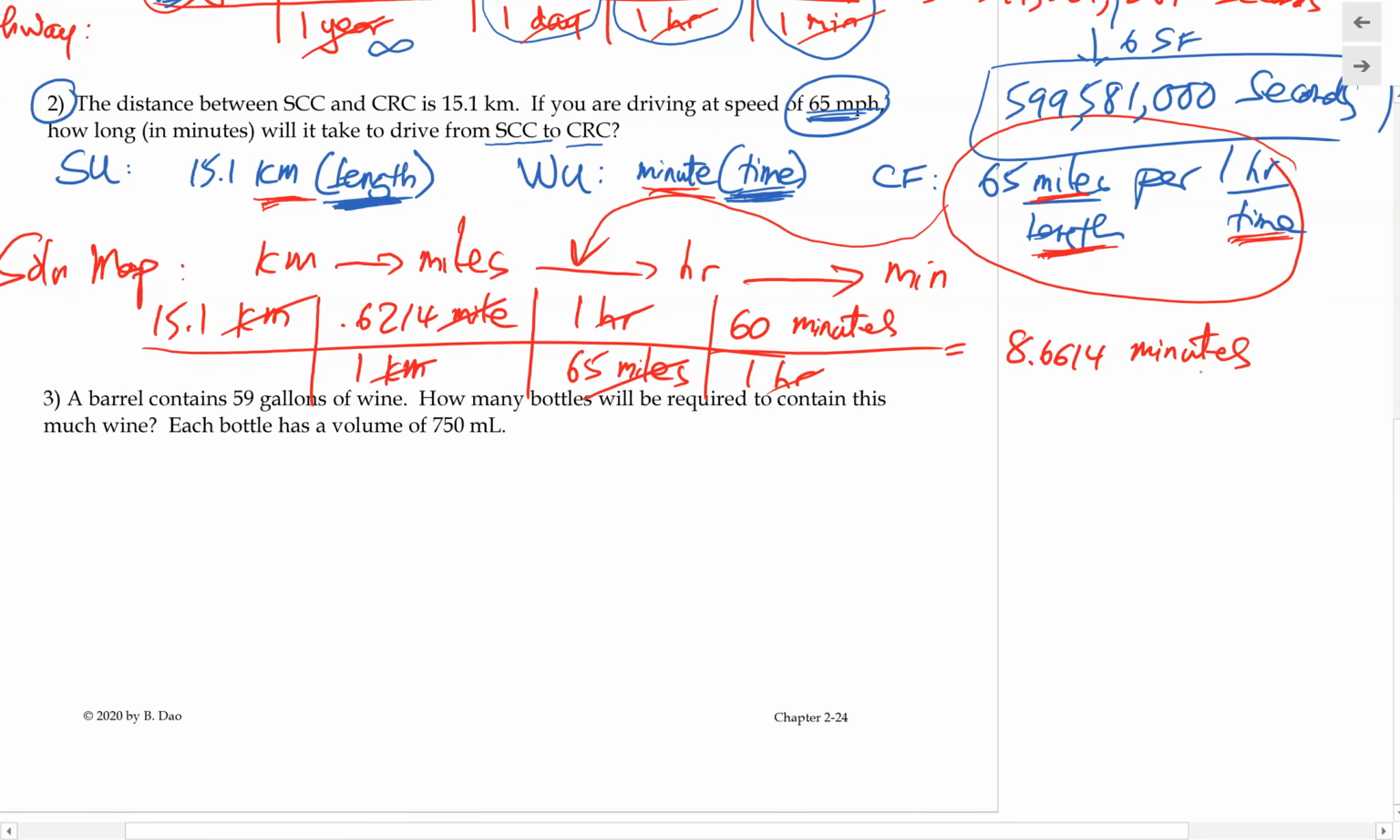So this is the calculator unrounded answer. Now we have to round the final answer. So how should we round this? And again, in this case right here, we have to look at each of the values and determine how many sig figs it has.